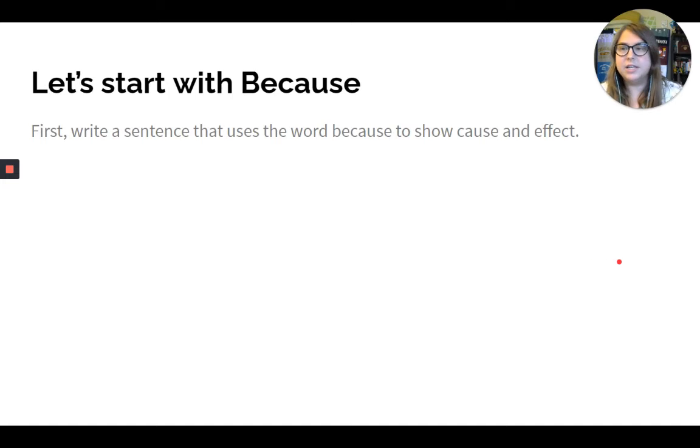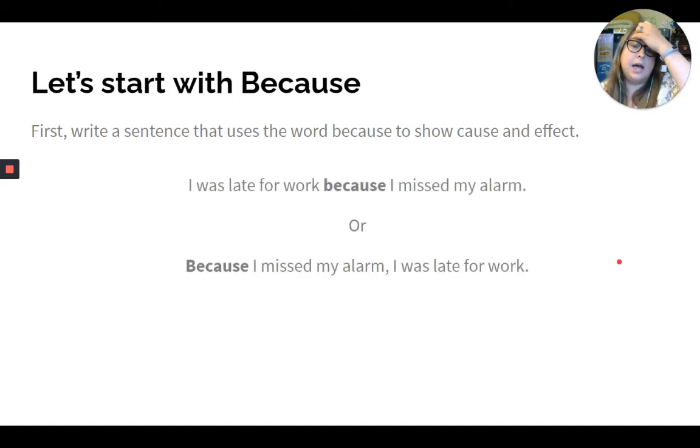All right, so the sentence that I came up with is this one. I was late for work because I missed my alarm. I could also have rewritten it with because to come first to say, because I missed my alarm, I was late for work. Now, when we read both of these sentences, they make complete sense. I was late for work because I missed my alarm. Okay, that makes sense. If you had gotten your alarm, you would have woken up and made it to work on time. The other sentence makes sense too. Because I missed my alarm, I was late for work. It still sounds good. It's still showing cause and effect.